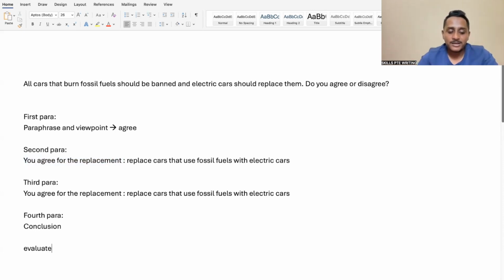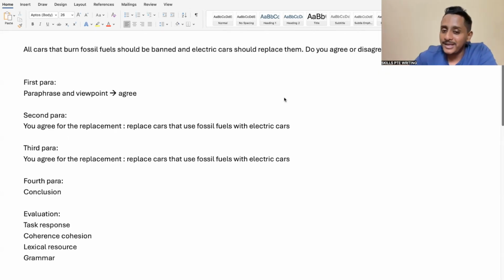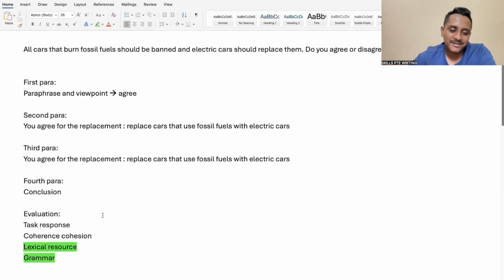You are evaluated with respect to four components: task response, coherence, cohesion, lexical resource, and grammar. These are the four components with which you will be evaluated. Lexical resource and grammar mean vocabulary and grammar, not a high priority as long as you have basic English, basic grammar, basic vocabulary. But the other two are the ones that decide your scores. Task response is all about the right ideas. Coherence and cohesion is all about the narration.